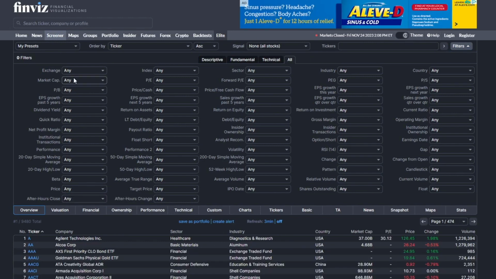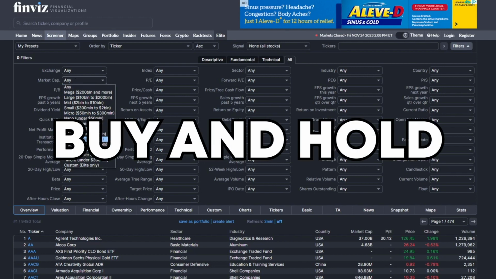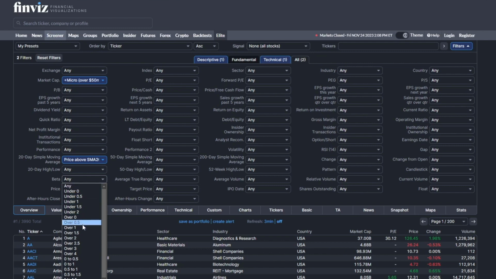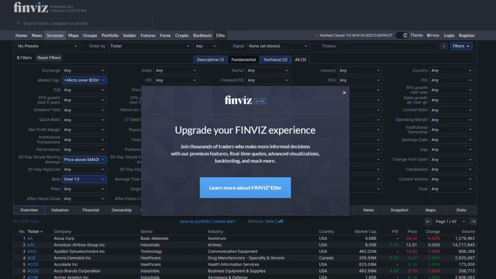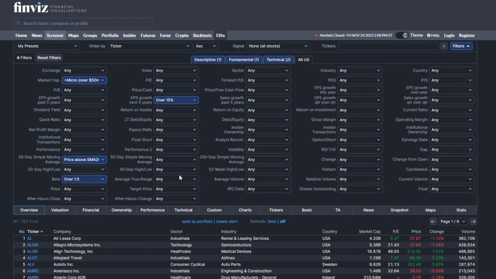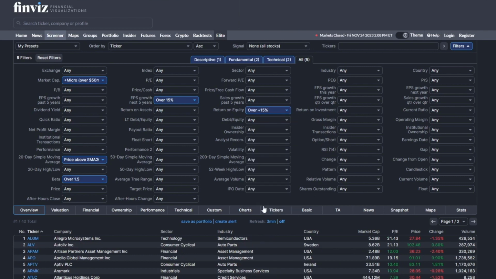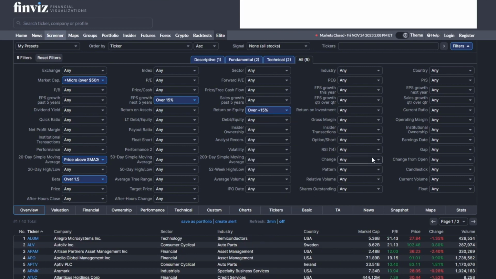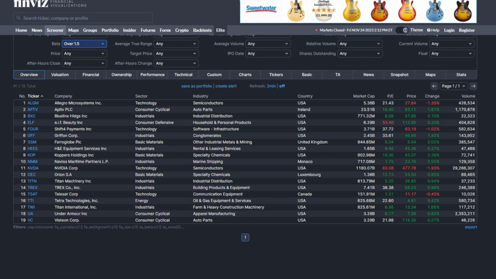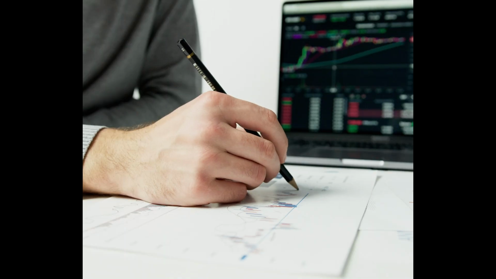Now, the next filter we're going to be going over are buy and hold stocks. So we're going to start by changing the market cap to over 50 million. We're going to make sure that it's above the 20-day moving average. We're going to change the beta to over 1.5. The EPS growth over the next 5 years to make it over 15%. The return on equity, we're going to make that over 15%. And make the current ratio over 1.5. Now we can see that this has given us a list of stocks that are possible contenders for us to buy and hold in the long term.